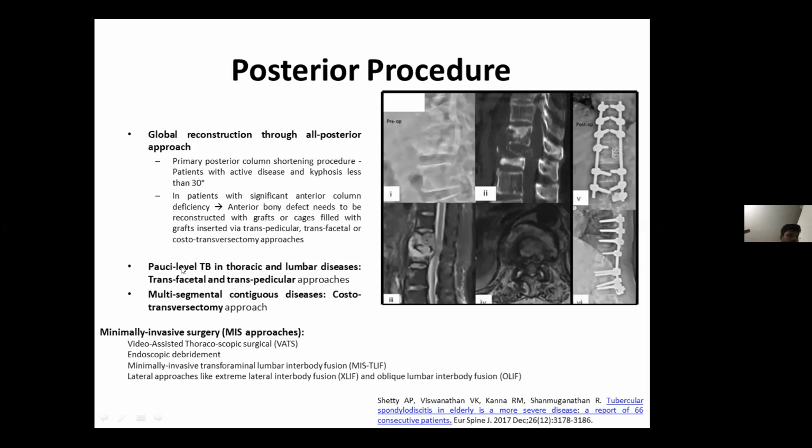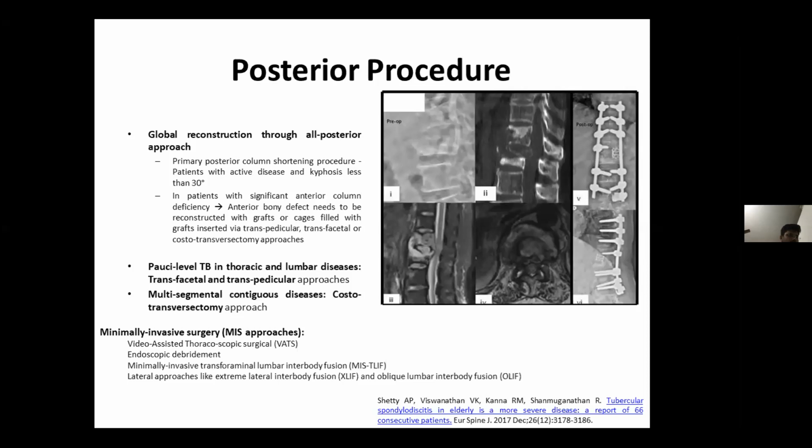So again, we can decide our approach based on whether it's a few-level disease or a multi-level disease. In a few-level disease with significant anterior deficiency, we can do a transfacetal or a transpedicular approach, and we can do a good anterior column reconstruction. Whereas if it's a multi-segment disease, our approach itself needs to be quite lateral. We need to take off the transverse process, part of the ribs at least, and then it's more of a costo-transversectomy kind of approach.